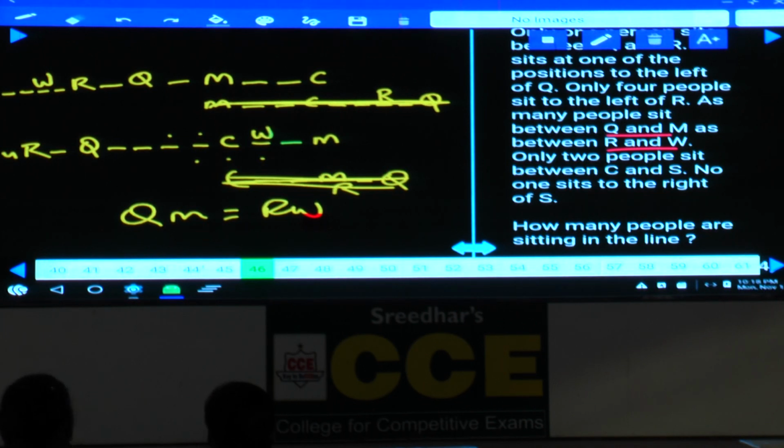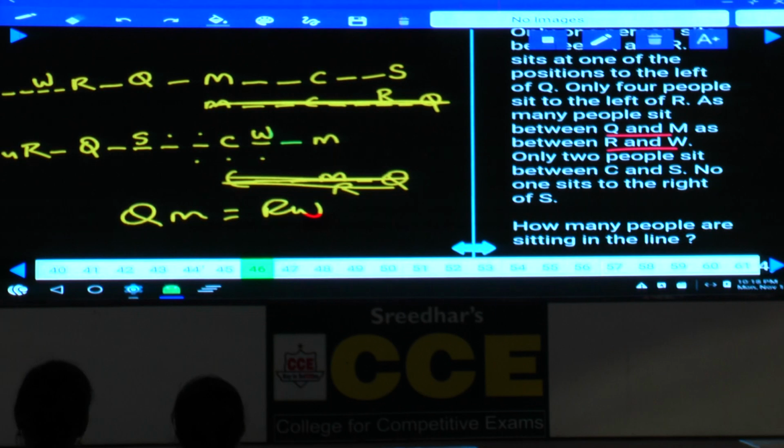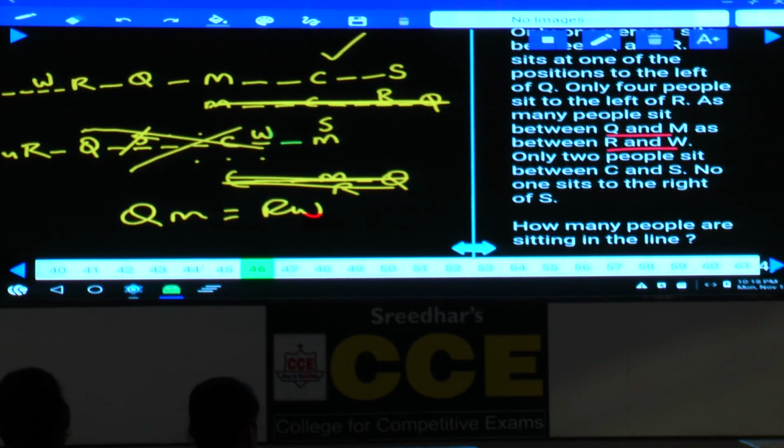Follow అవుతున్నారండి? And only 2 people between C and S. C ki S ki మధ్యలో exactly 2 people. And no one sits to the right of S. No one seated to the right of S, and only 2 people between C and S, S is here. No one is to the right of S means S is at the right extreme. Now, here in this case only 2 people in between C and S, S must be here. Can S be at this place? No, because there are some 6 persons to the right hand side of S, not possible. S cannot be here, then S must be here. If you take S here, M and S in the same place, not possible. This is also ruled out. Finally, we are left with this.